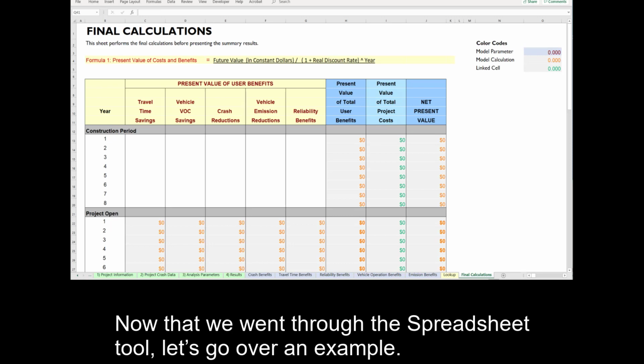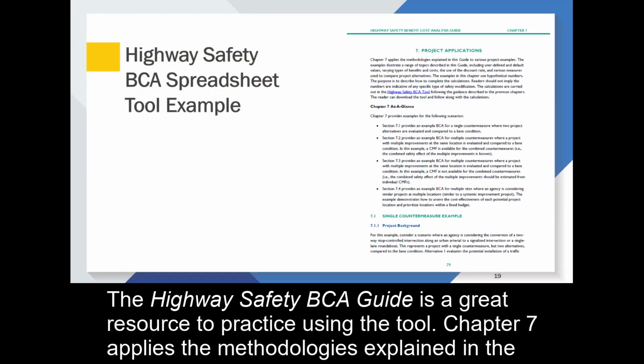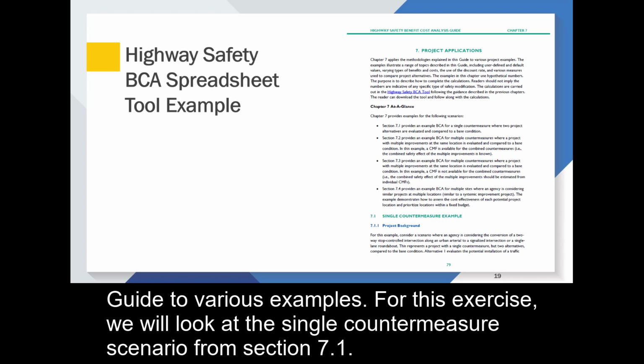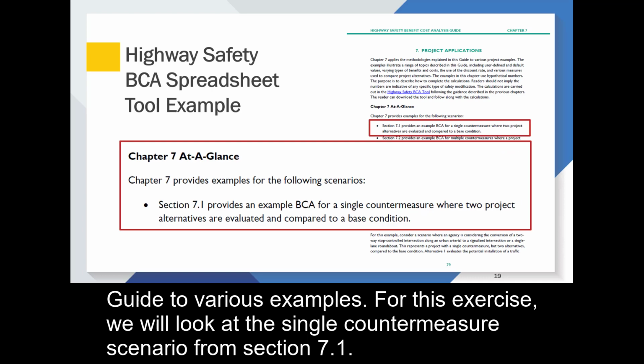Now that we went through the spreadsheet tool, let's go over an example. The Highway Safety BCA Guide is a great resource to practice using the tool. Chapter 7 applies the methodologies explained in the guide to various examples. For this exercise, we will look at the single countermeasure scenario from Section 7.1.